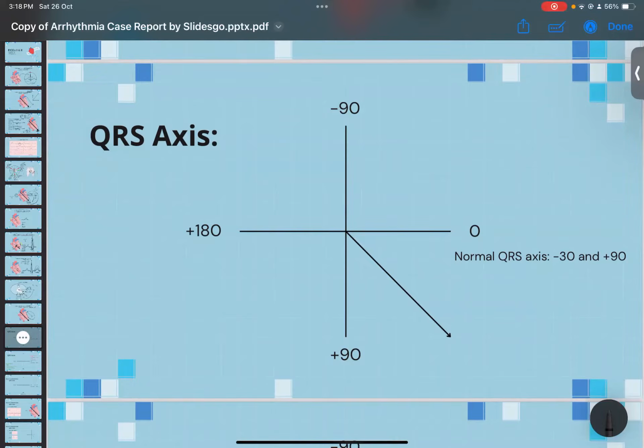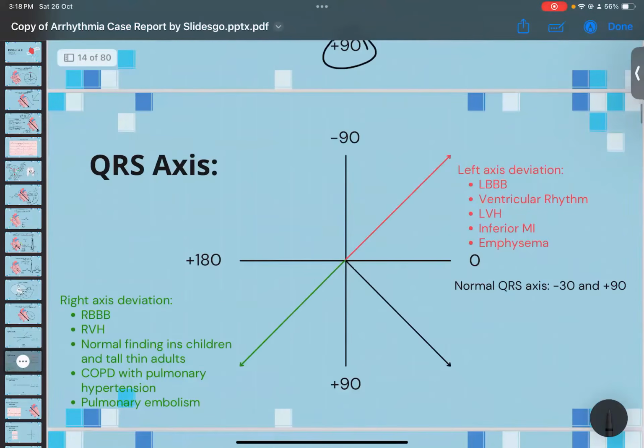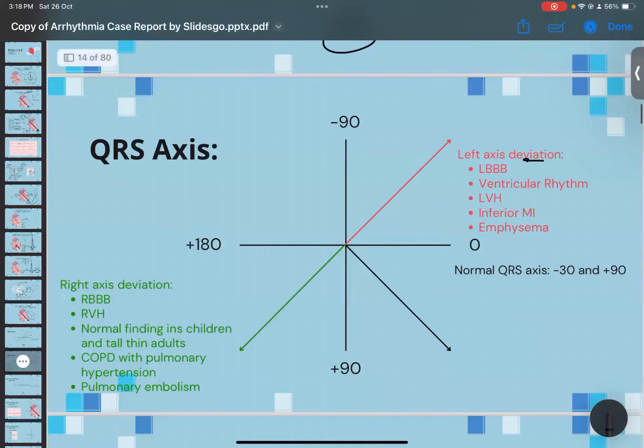All right. Now, among the quadrant method, as you can see, the normal QRS axis should lie between -30 and +90. So this is +90, and -30 should be somewhere around here. This is where your normal QRS axis should lie. Anything above or below, it's deviating. So if it deviates above that, it's going to be called left axis deviation, and this can be because of a left bundle branch block, a ventricular rhythm, left ventricular hypertrophy, inferior MI or emphysema. This is something that you just have to memorize. You don't really want to go deep into why exactly a left axis deviation happens because of these pathologies. Just memorize this.